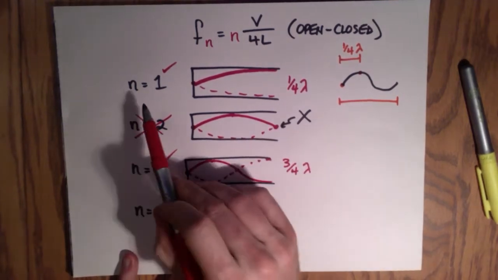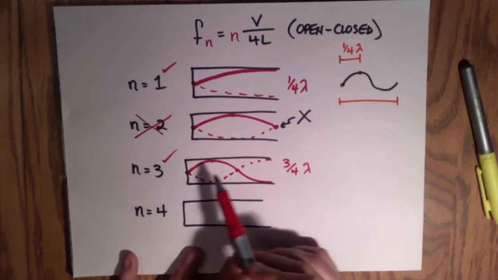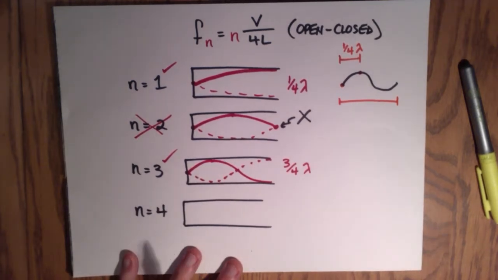And hopefully you start to see that when n equals 1, we have 1/4. When n equals 3, we have 3/4. Hopefully you can realize what happens with 5 and 7 and the 9th harmonic. You have 5/4, 7/4, and 9/4 respectively.